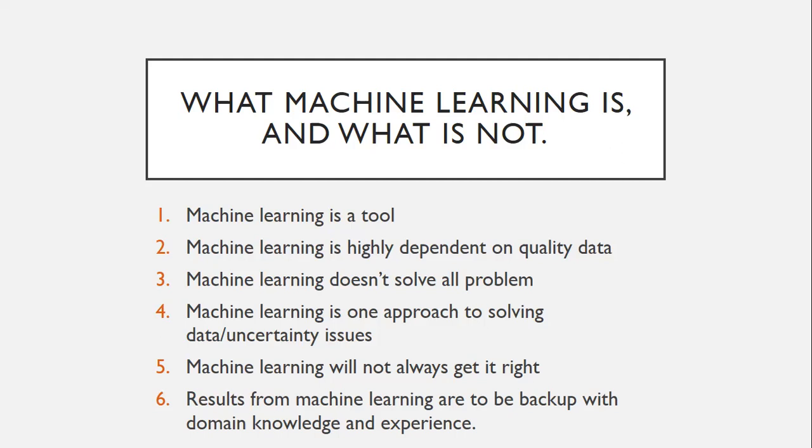Okay, so the next point, point 5, is that machine learning will not always get it right. That's true. Machine learning will not always get it right, even if you have the right model or the right algorithm. I told you model and algorithm are the same thing. Now, results from machine learning are to be backed up with domain knowledge and experience.